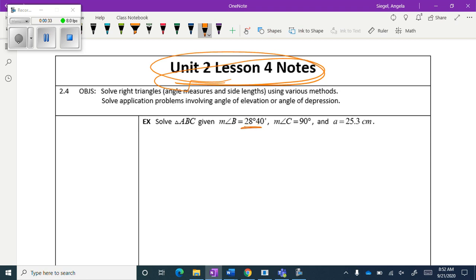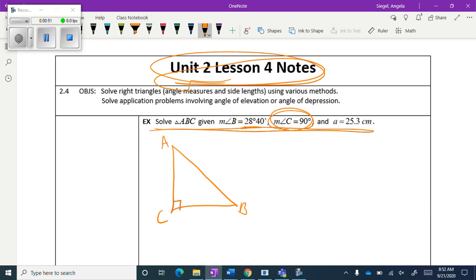Okay, so the first thing I want you to do, and we've talked about this before, is decode what you have. It doesn't matter where you put angle A and angle B, just as long as angle C is a 90-degree angle. So I'm just going to put angle A and angle B down here. You will not get anything mixed up as long as you put little a, side A, across from angle A, and side B across from angle B and side C opposite of angle C. As long as you have that, then we can just fill in.